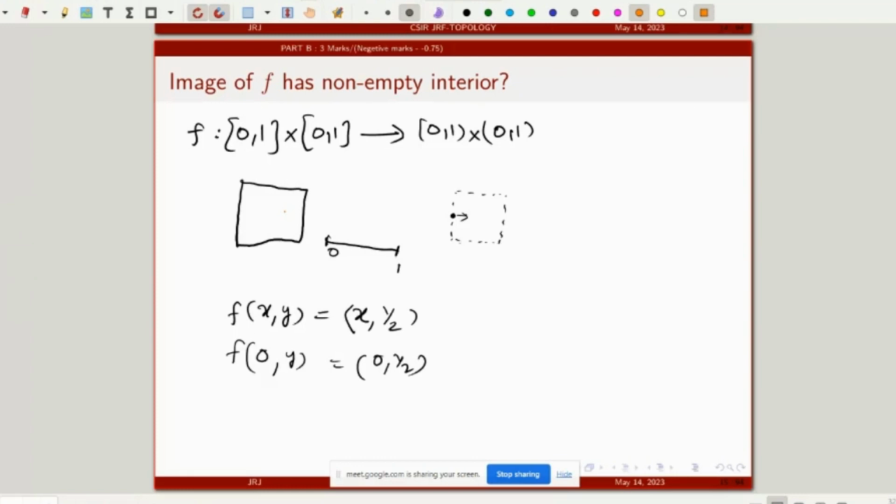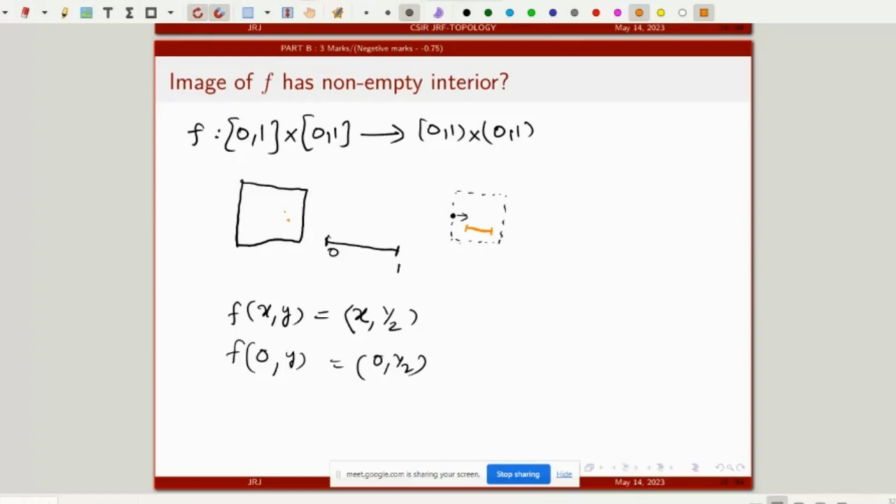We are trying to show that there exists a continuous map from closed [0,1] cross closed [0,1] to open (0,1) cross open (0,1), such that the image of F has an empty interior. So what is the immediate thing coming to your mind which has empty interior in this open (0,1) cross open (0,1)? Like lines like this. It will have an empty interior. So somehow we have to make a map from here to here such that this map is continuous.